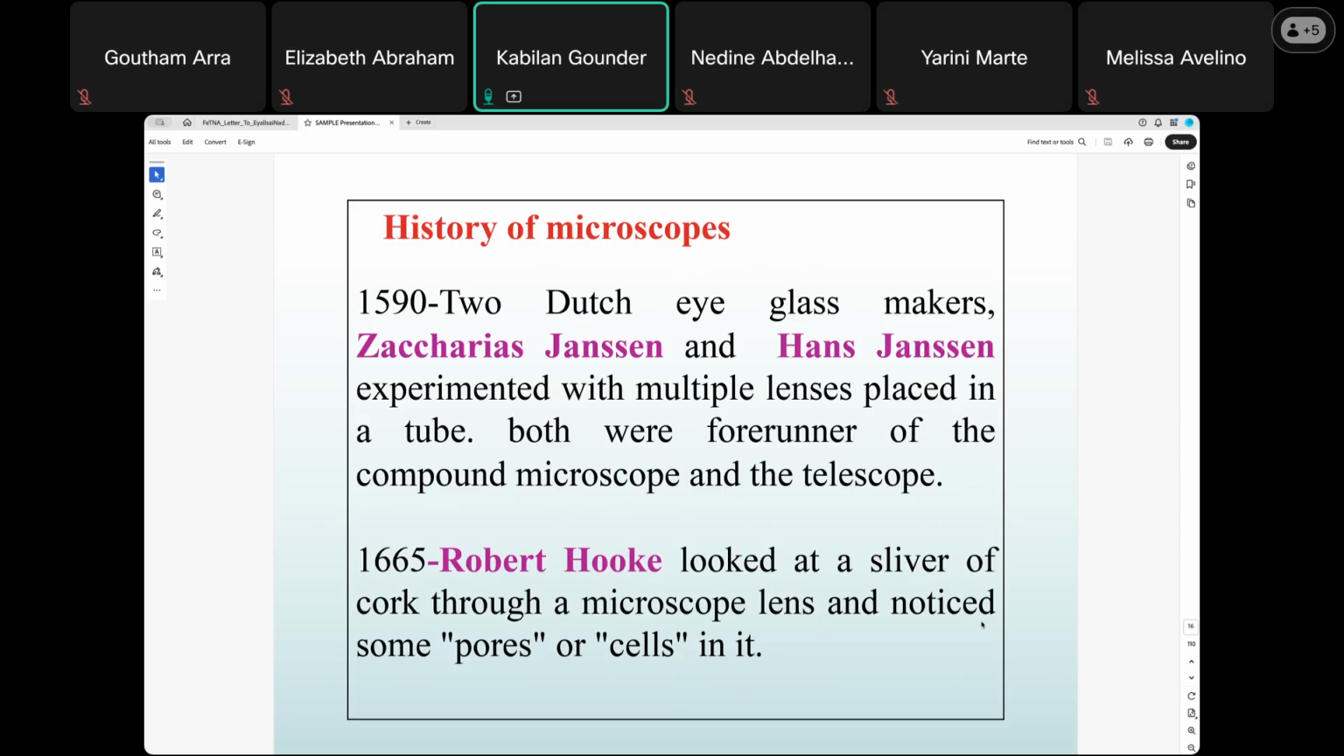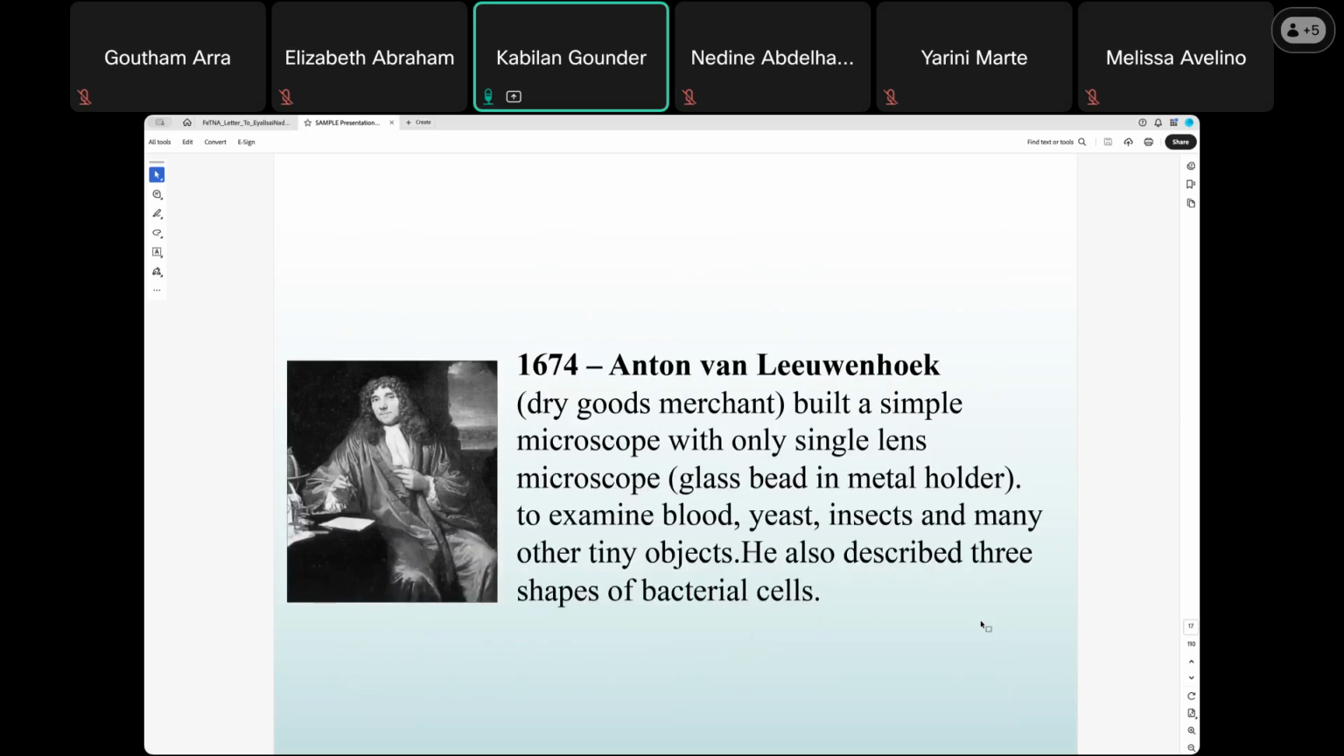In 1665, Robert Hooke looked at a sliver of cork through this microscope lens and noticed some pores or cells in it. After 1674, Leeuwenhoek, a businessman, built a simple microscope with only a single lens, a glass bead in a metal holder, to examine blood, yeast, insects, and many other tiny objects. He described the three shapes of bacterial cells for the first time.